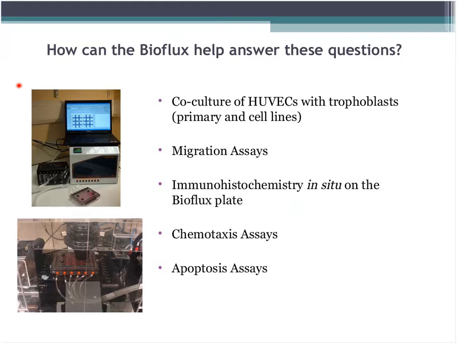And what I want to do in this talk is give you a balance of the various different methods that I was able to use the BioFlux for to look at this problem, and also tie this into a story of what's happening in terms of uterine vasculature remodeling in the first trimester of pregnancy. So I'm going to talk you through the various co-culture models we used. The migration assays were developed looking for adhesion molecular expression in these cells following shear stress with immunohistochemistry on the plate, chemotaxis assays, and finally apoptosis assays.